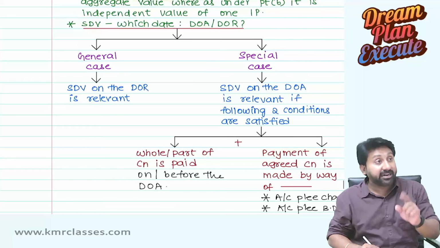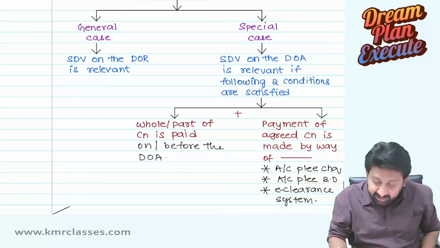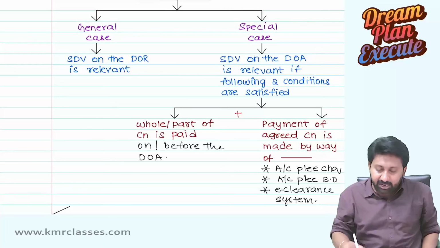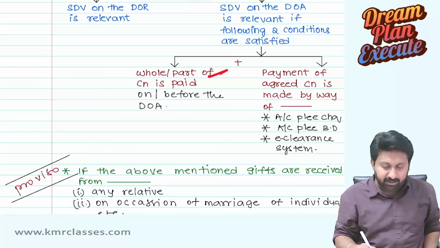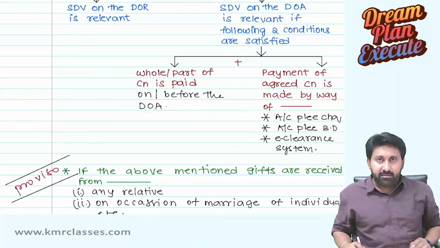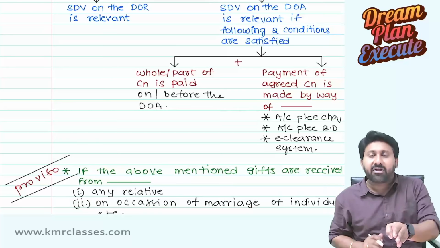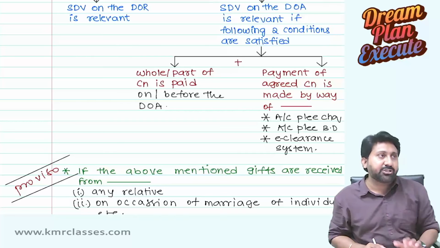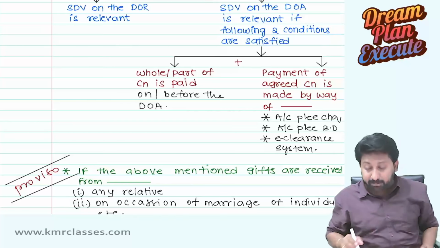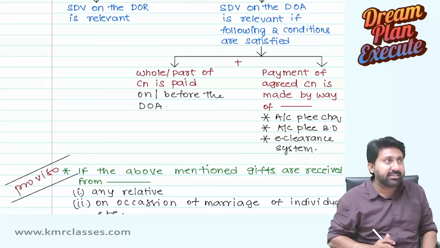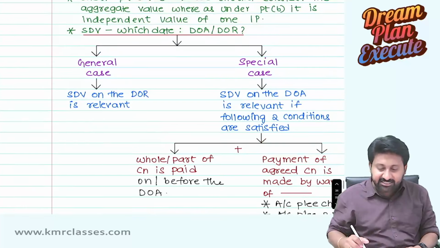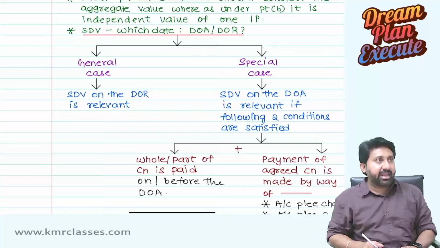Special case: stamp duty value on the date of agreement will be relevant if two conditions are satisfied. Condition 1, whole or part of the consideration is paid on or before the date of agreement. That means at least some consideration should be paid before or on the date of agreement. And that consideration should be paid by account payee cheque, account payee bank draft, or electronic clearing system. If both these conditions are satisfied, then the SDV on the date of agreement will be taken.